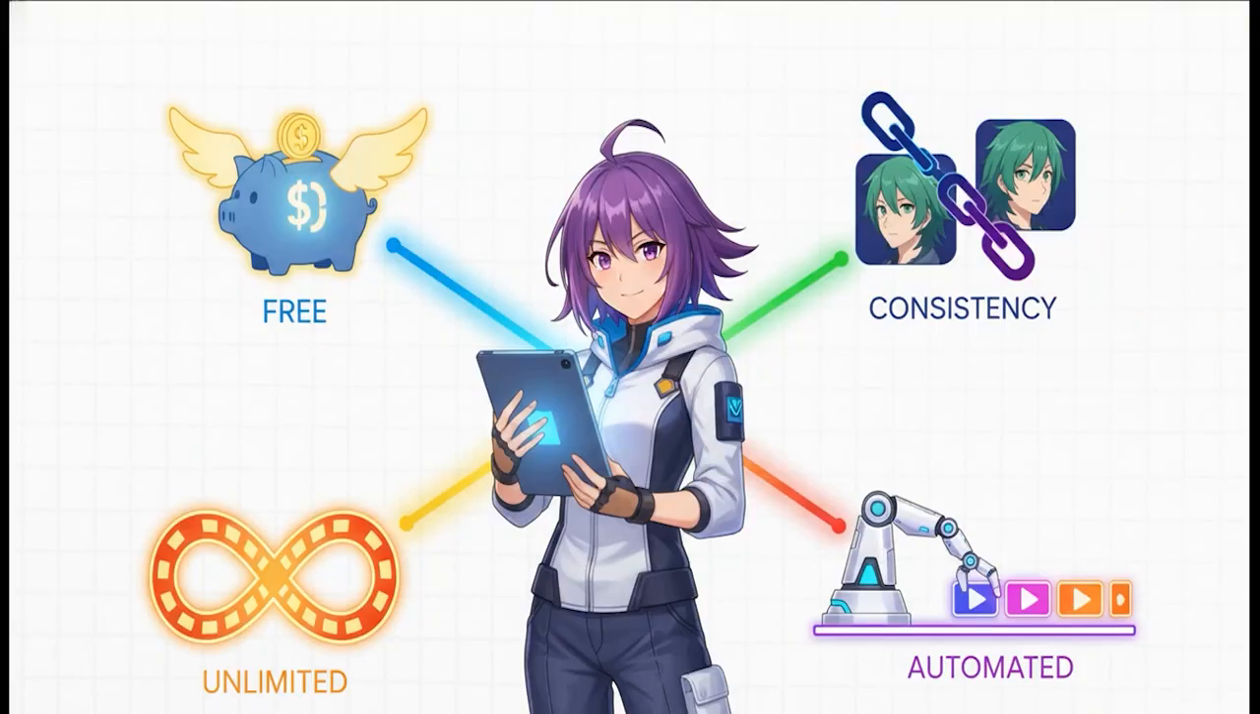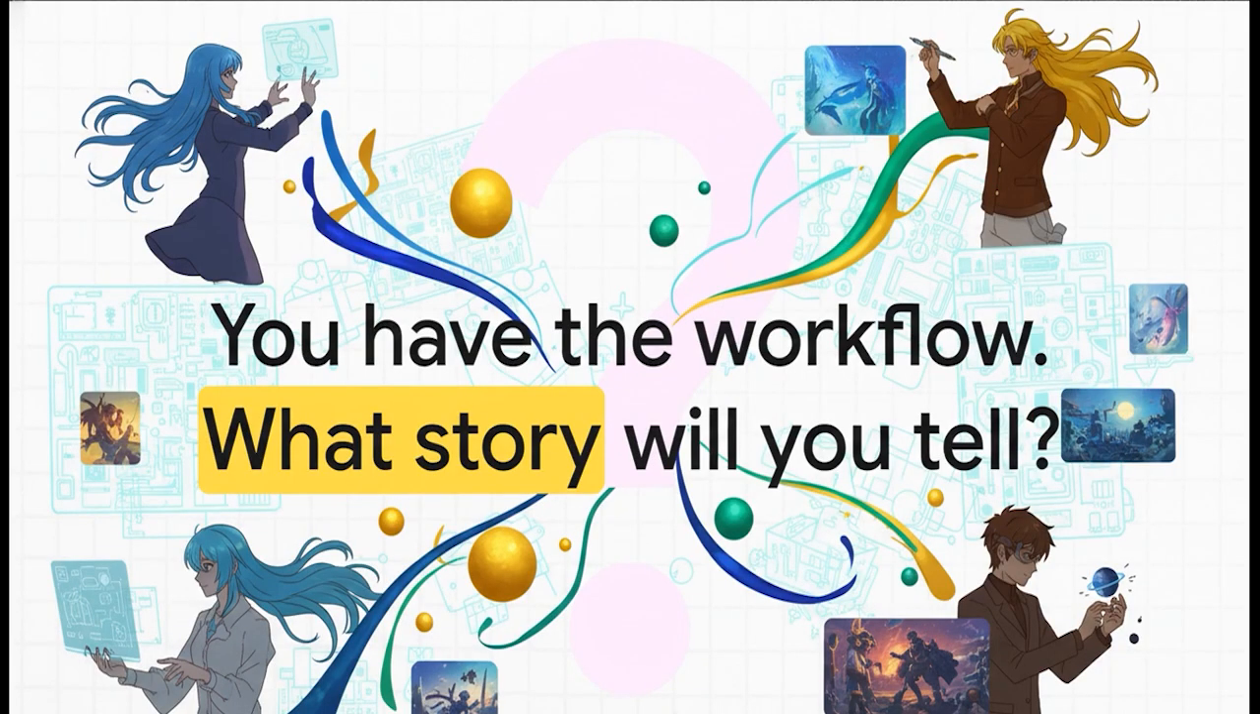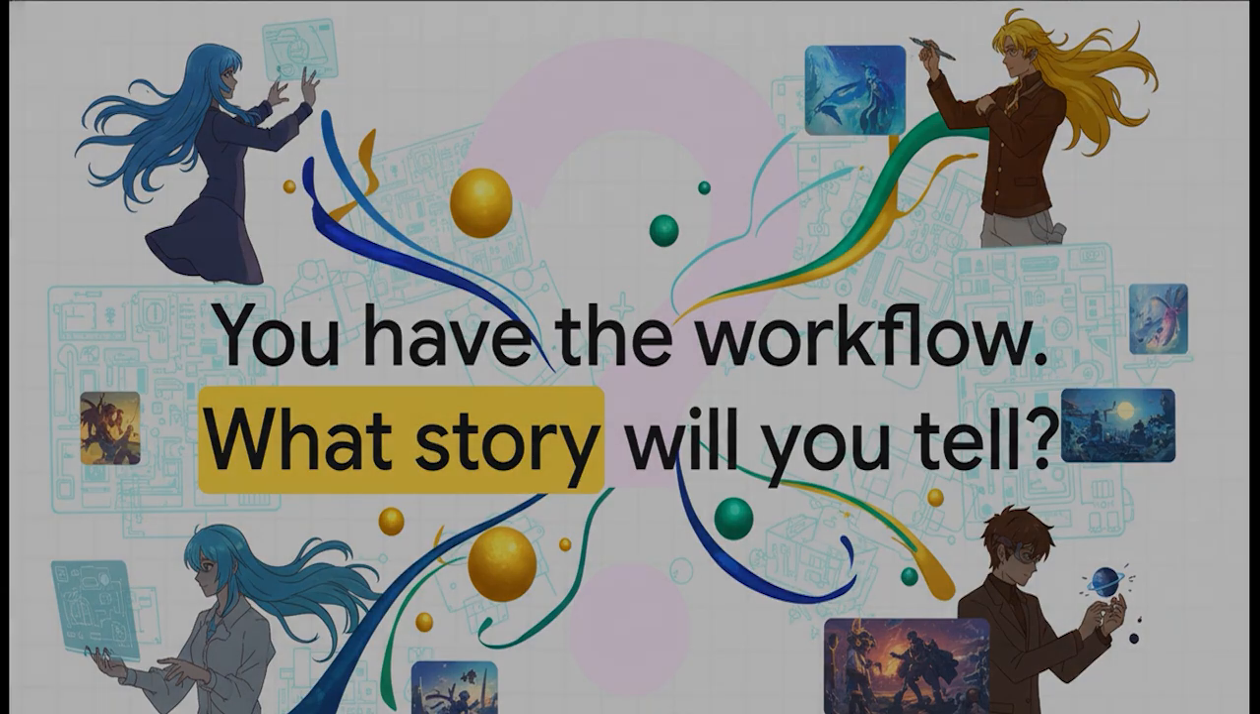So let's just recap why this workflow just wins. It costs you nothing. It finally solves the character consistency problem. It gives you unlimited runway to tell your story. And for the big projects, you can fully automate the entire thing. This is a complete paradigm shift for creators like us. So there you have it. You've got the tools, you've got the secret method, and you've got the automation to scale it all up. You now have literally everything you need to build your own AI cinematic universe with zero limits. The only question left is, what story are you going to tell?